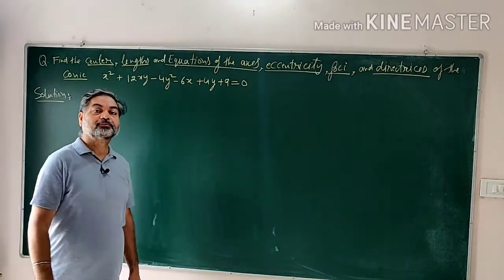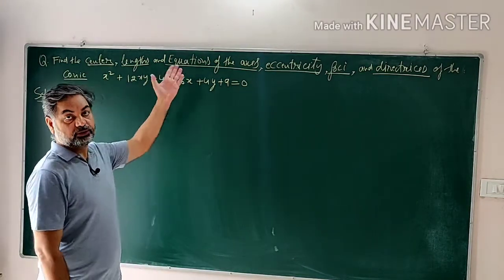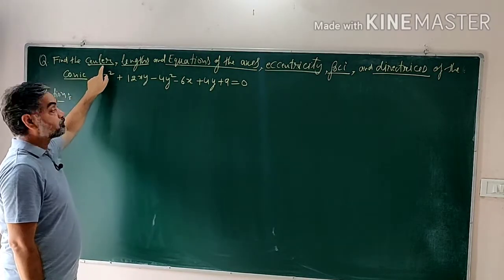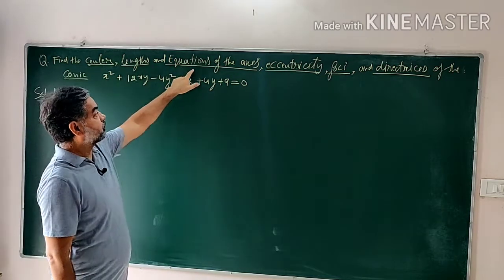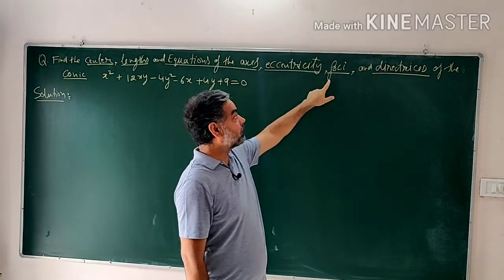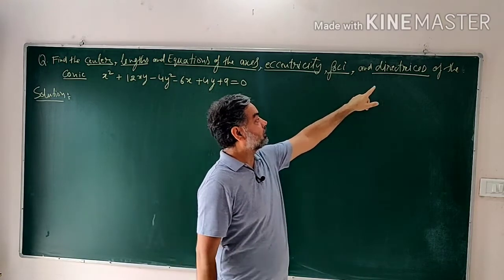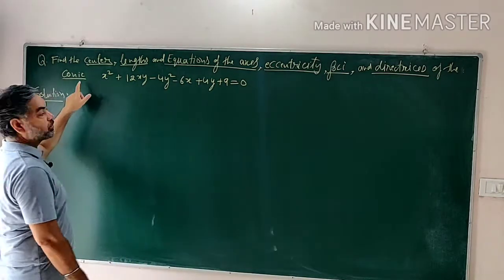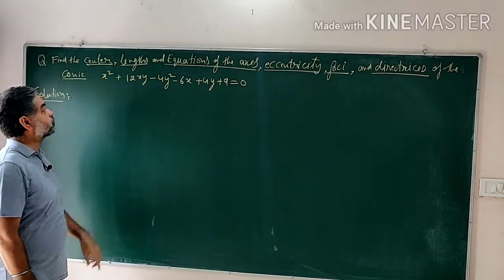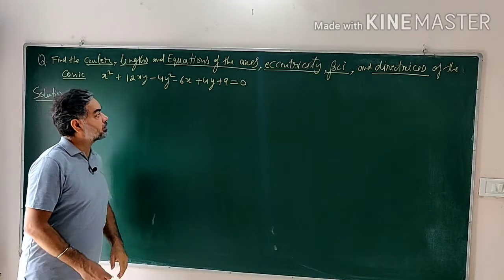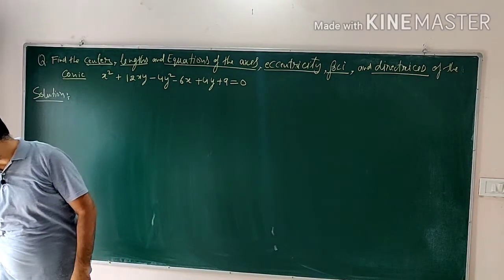Hello students. So this is the question we will be doing. Find the center, lengths, equations of the axis, eccentricity, foci, the coordinates of the focuses, the equation of the directrices, and for this conic: x square plus 12xy minus 4y square minus 6x plus 4y plus 9.